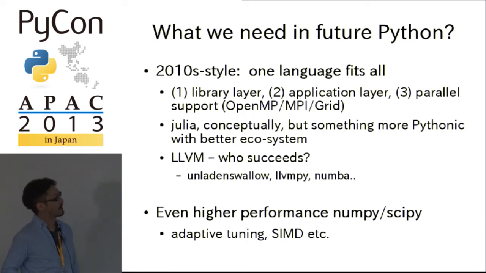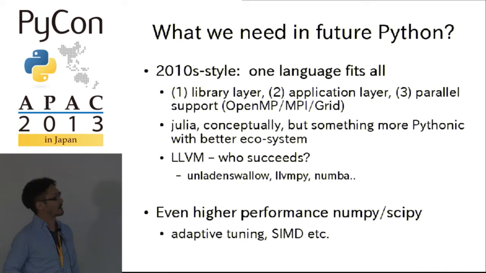Maybe, as I said, the one important thing is that one language fits all. So we have C++ for the library layer, Python for the application layer, and OpenMP, MPI, and different libraries for parallel computing. But what we need is to combine those different layers using a single language. I think Julia has a very important suggestion.